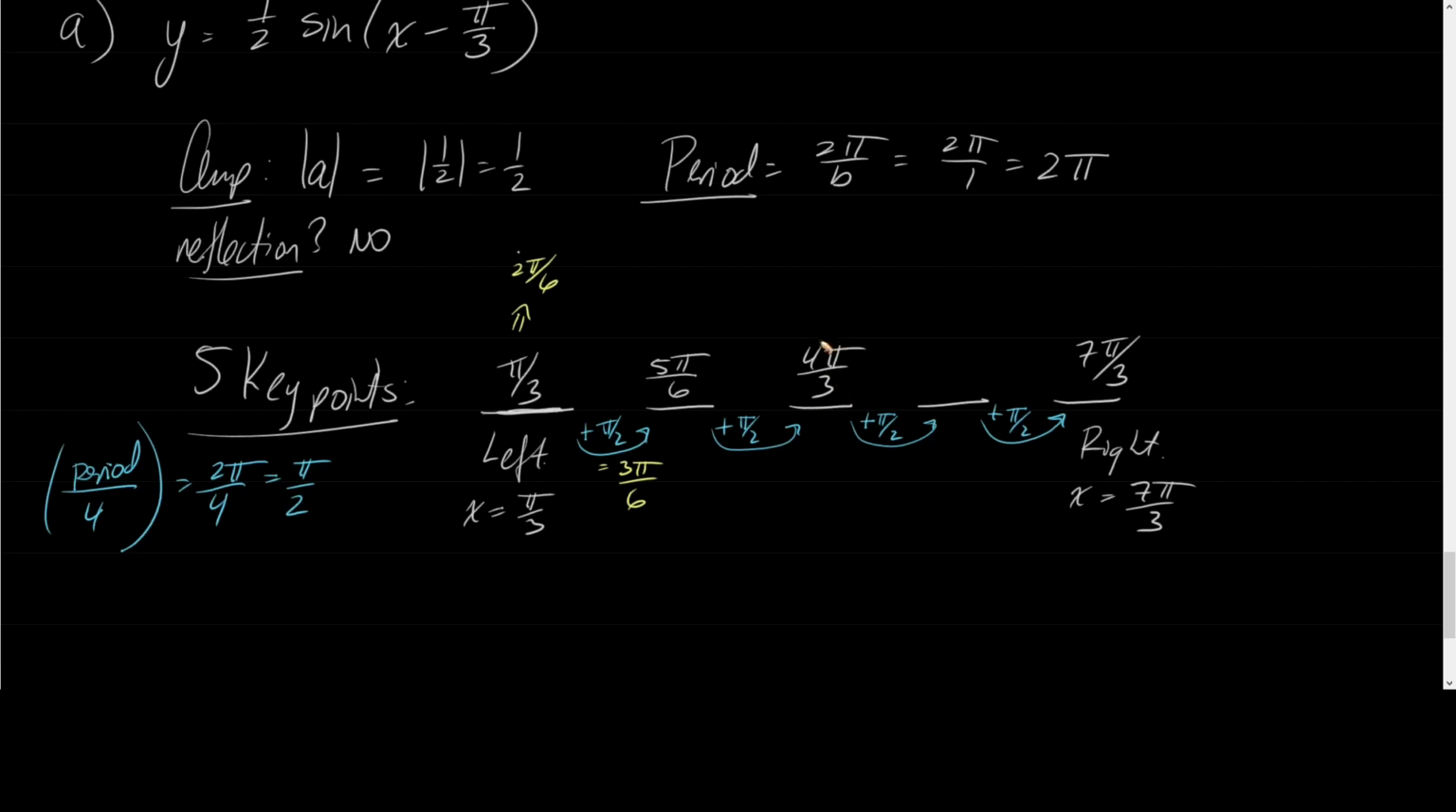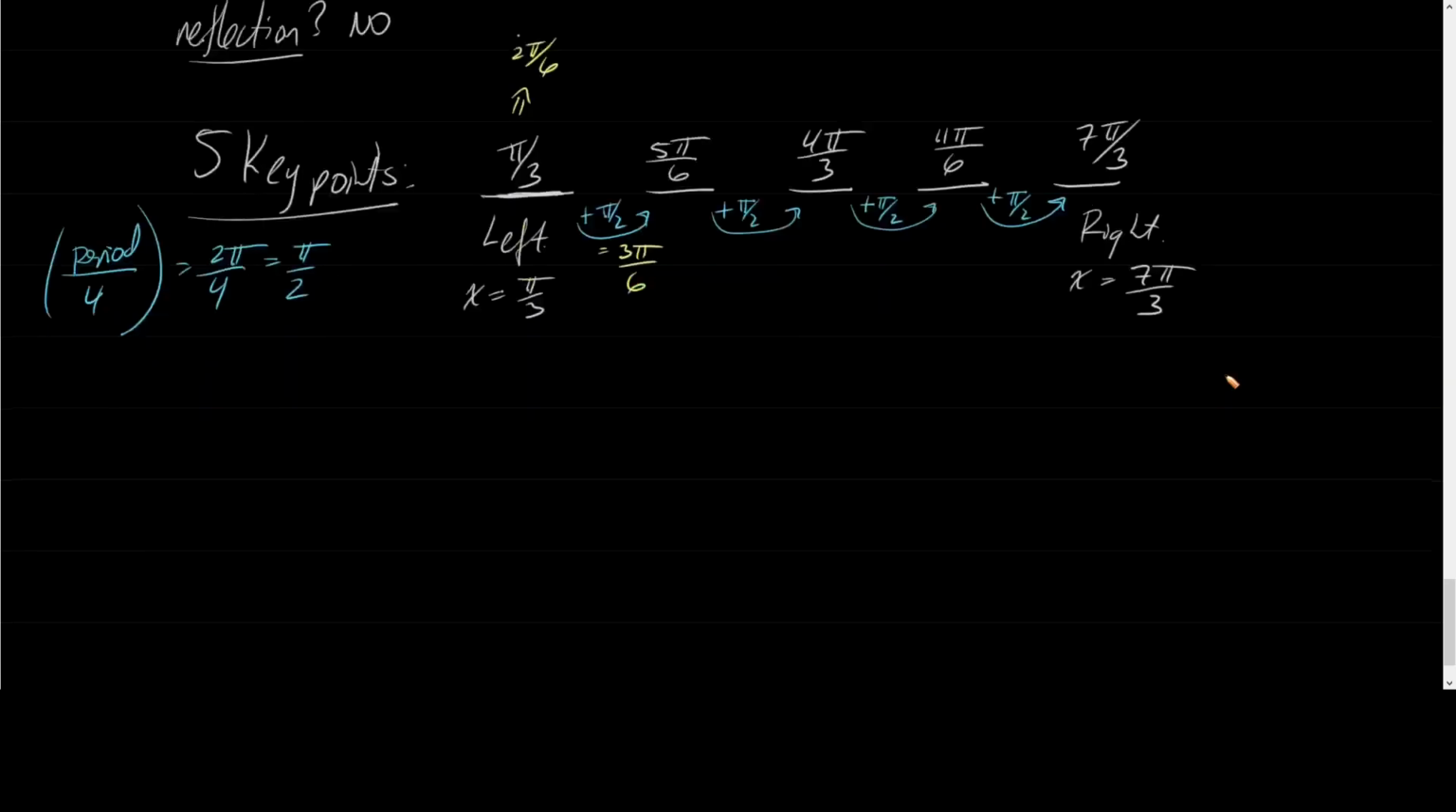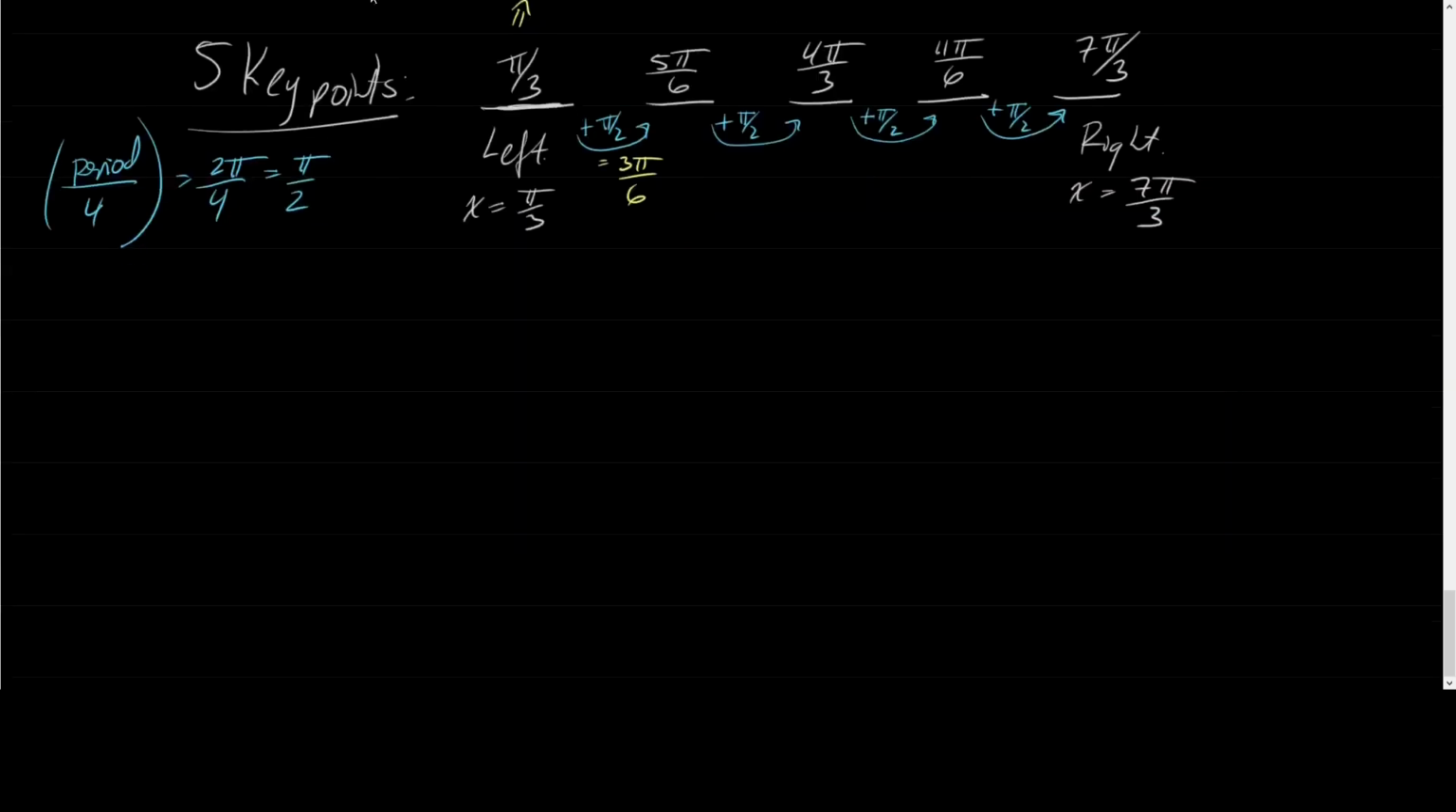And we said this was 8 pi over 6. 8 pi over 6 plus 3 pi over 6 is 11 pi over 6. And 11 pi over 6 plus 3 pi over 6 is 14 pi over 6. But 14 pi over 6 reduces to just 7 pi over 3. Cool. So we've got our left endpoint, our right endpoint, and 5 key points. These 5 key points are going to be super helpful for when we go to sketch things, all right? So let's look at the sketch of this.